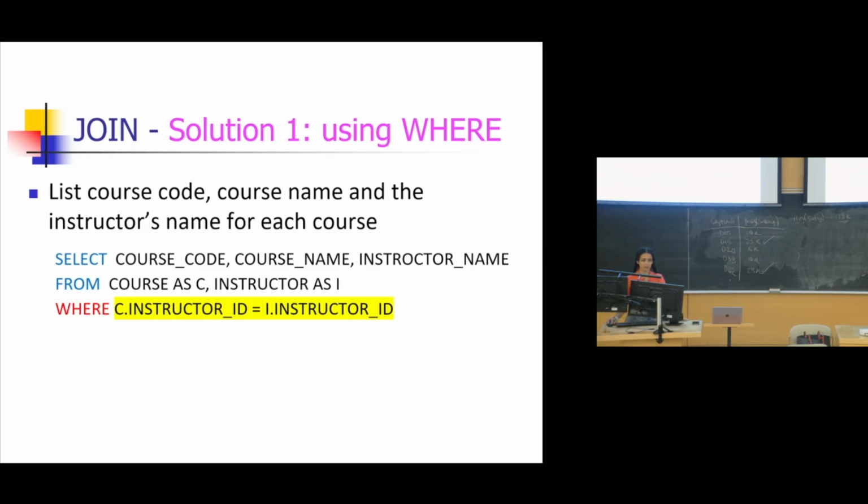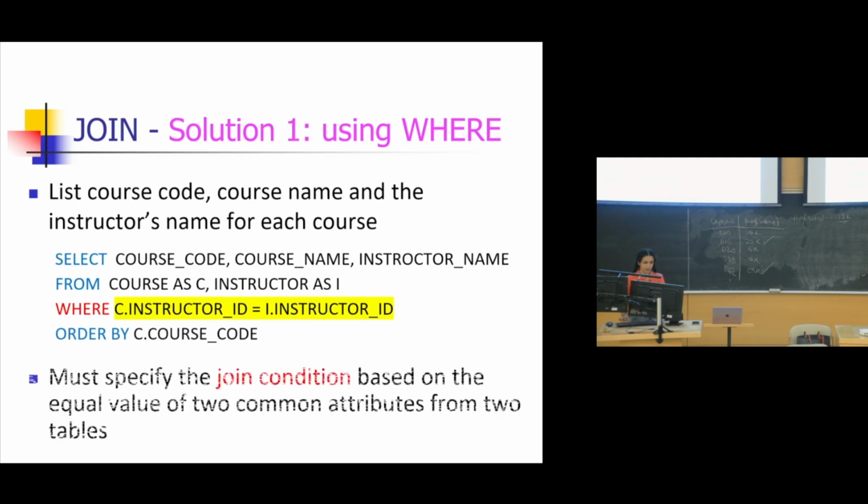You just join them through the foreign key in your where condition. So you just list the tables in your from part, separate them by comma, and then write where course.instructor ID is equal to instructor.instructor ID. And then you can always order by to sort the result.